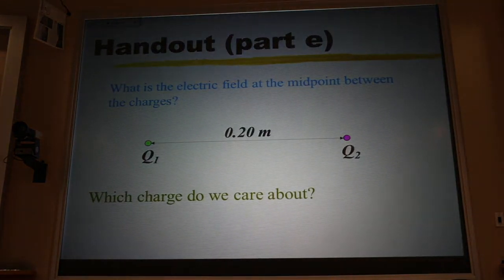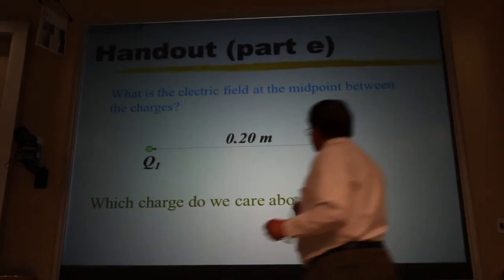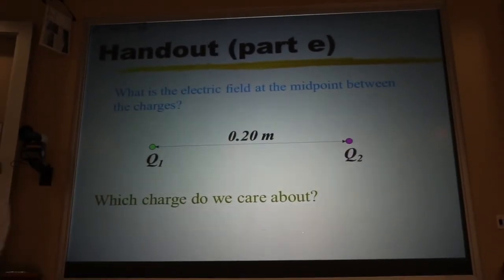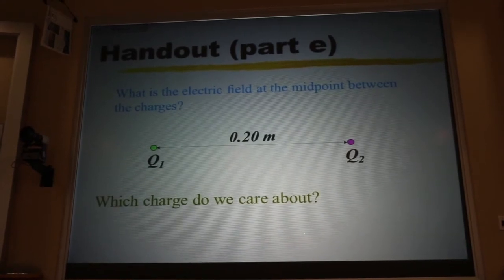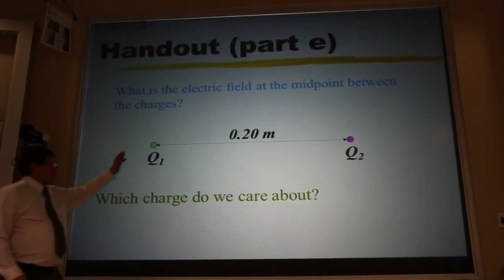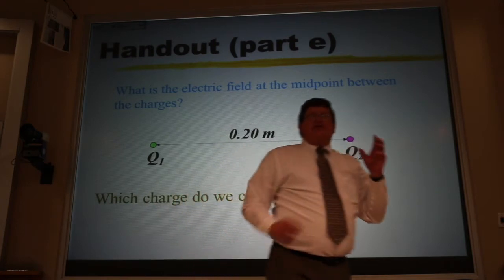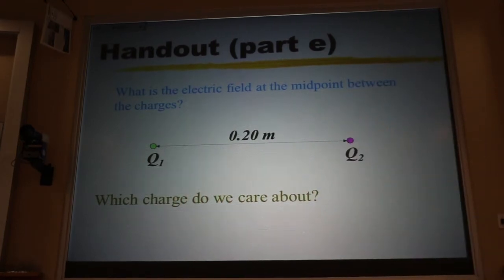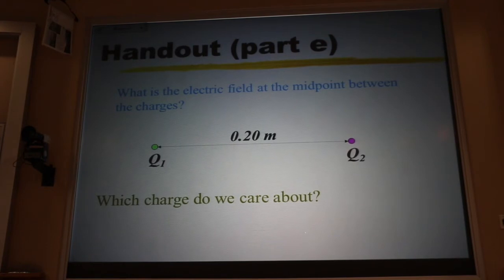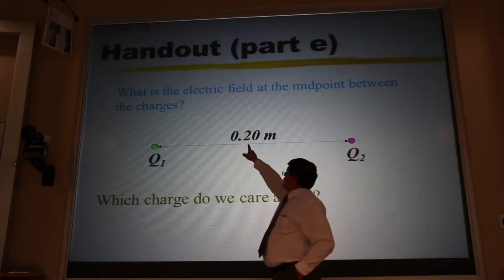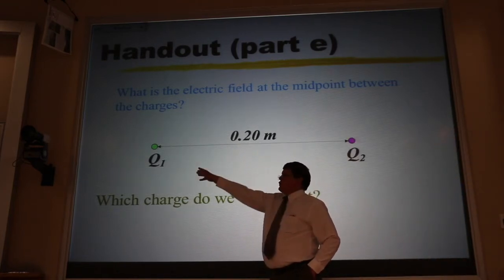The purpose of this demo is to get us ready for part E. We're asked, what is the electric field at the midpoint between these two charges, Q1 and Q2, due to both charges? Now folks, this formula for electric field only has place for one charge. I'm looking for the electric field at this location due to Q1 and Q2.